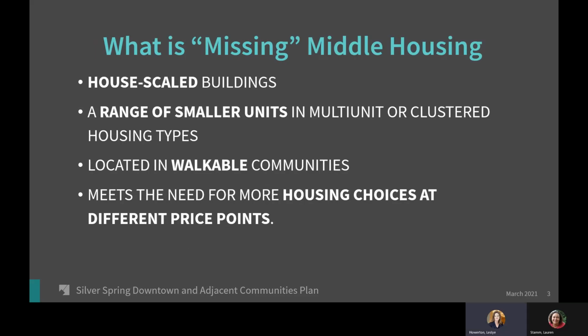What is missing middle housing? Let's start with the basic definition as defined by Opticos Design and missingmiddlehousing.com. Missing middle housing is house-scaled buildings, a range of smaller units in multi-unit or clustered housing types, ideally located in walkable communities, and meets the need for more housing choices at different price points.